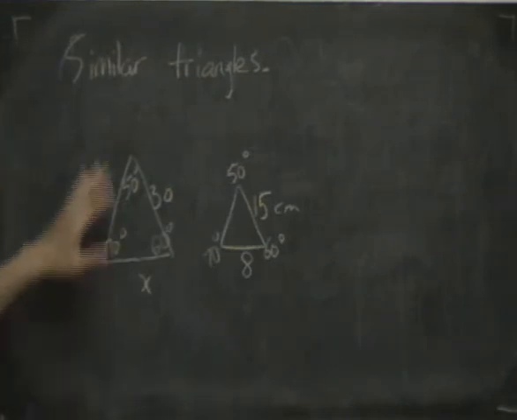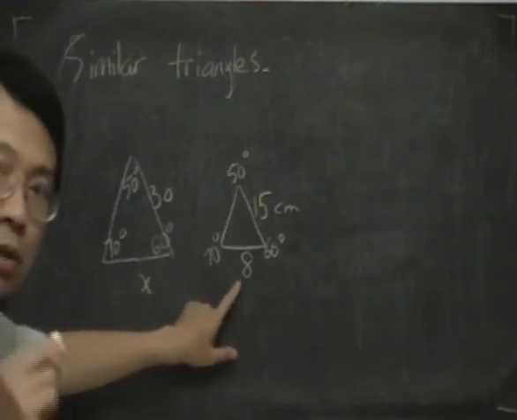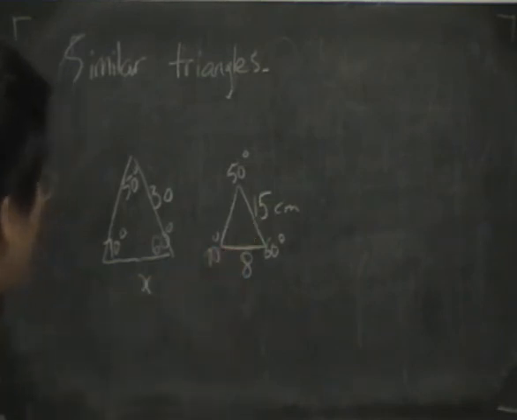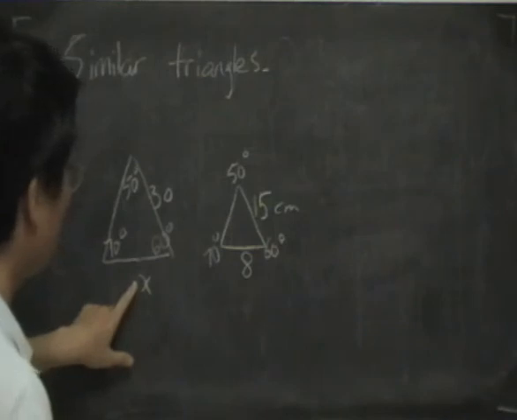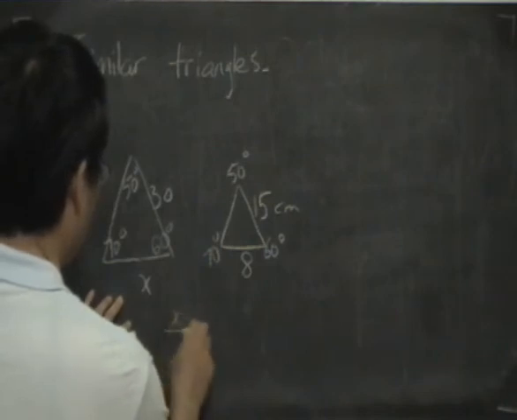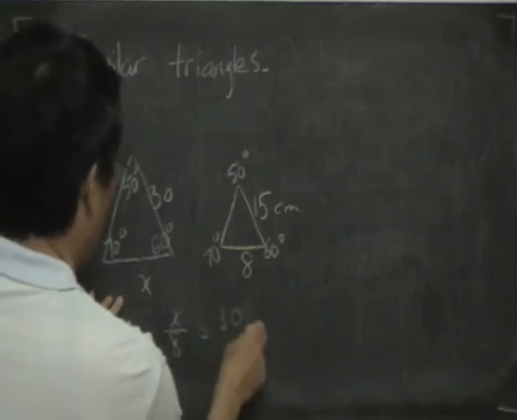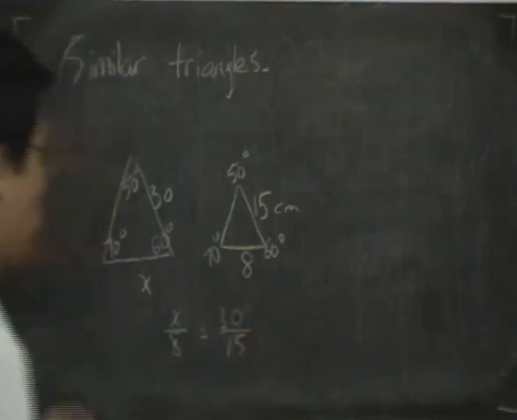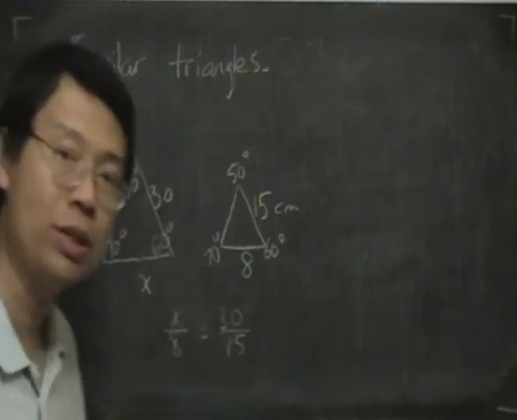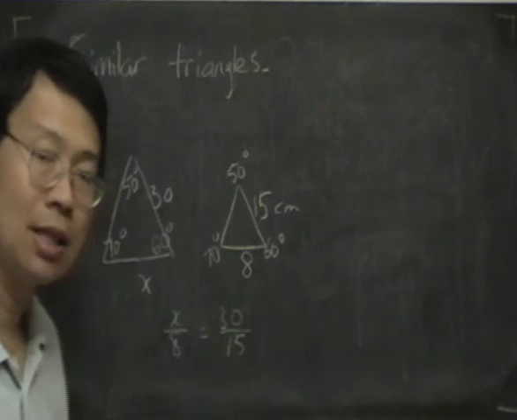So the corresponding sides are these two, right? X corresponds to 8 and 30 corresponds to 15. So the ratio for these two sides is x over 8, right? And for these two sides, 30 over 15. So once we write this down, we see that we can solve it. This is just an equation in algebra. You can say multiply both sides by 8 and then you can find x.